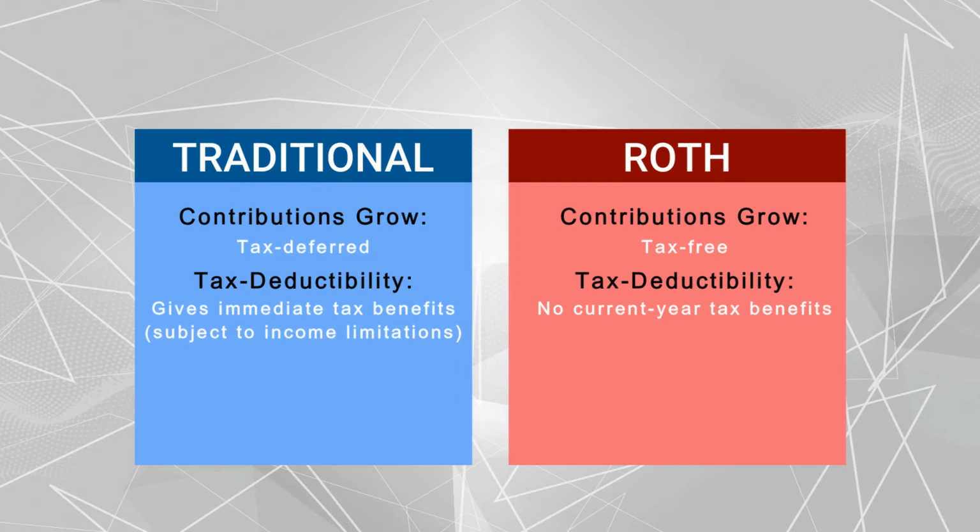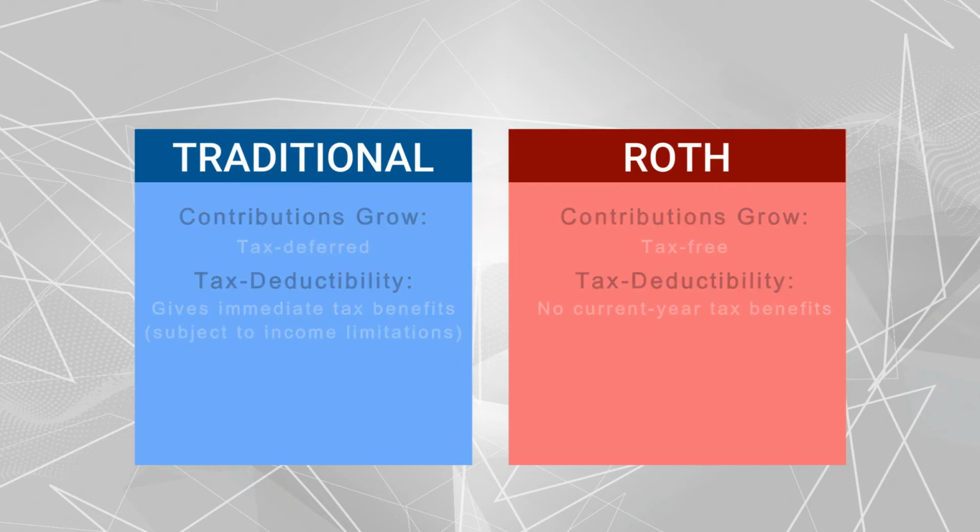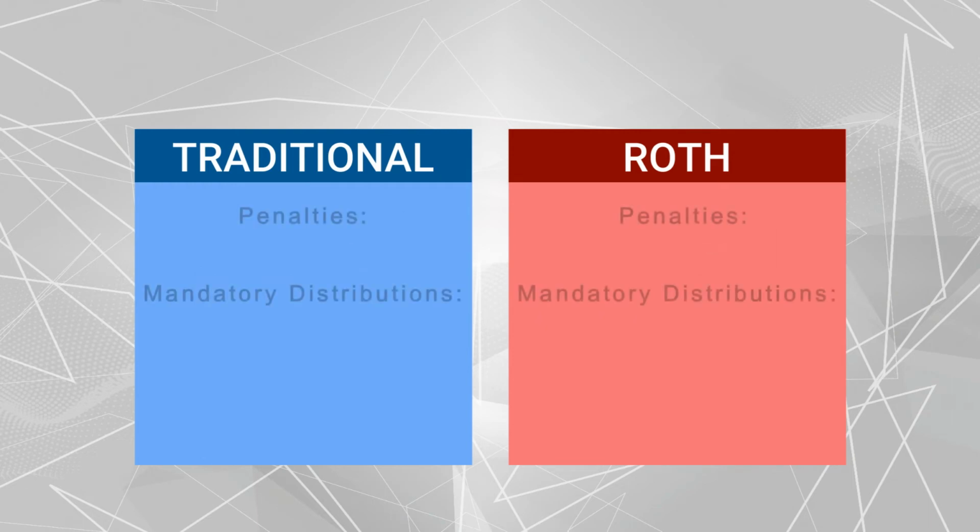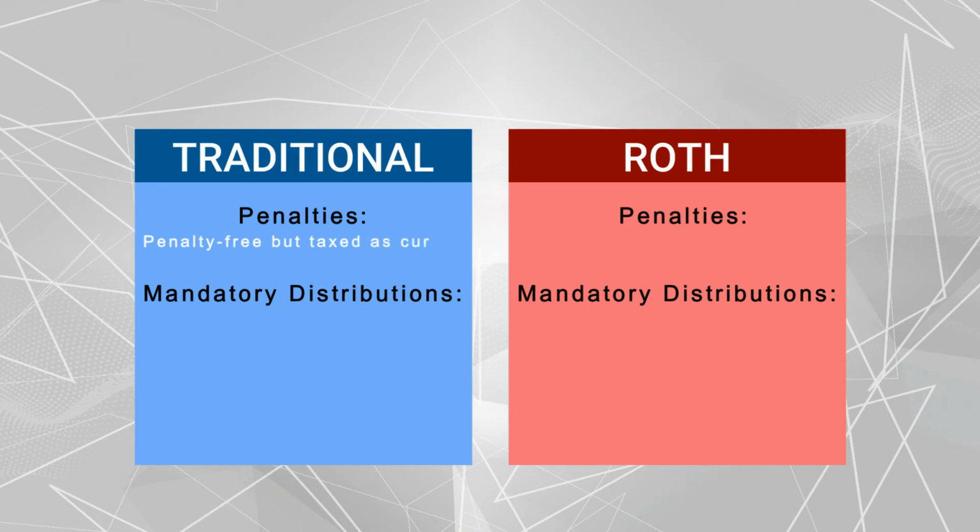Which brings me to my next topic, withdrawals. In a traditional IRA, if you withdraw money after the age of 59 and a half, it is penalty free, but it is taxed based on your current tax bracket in the year of the withdrawal. Why is it taxed? Because a person would typically contribute pre-tax dollars.